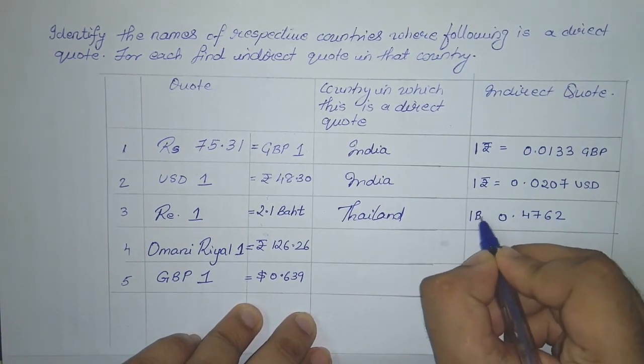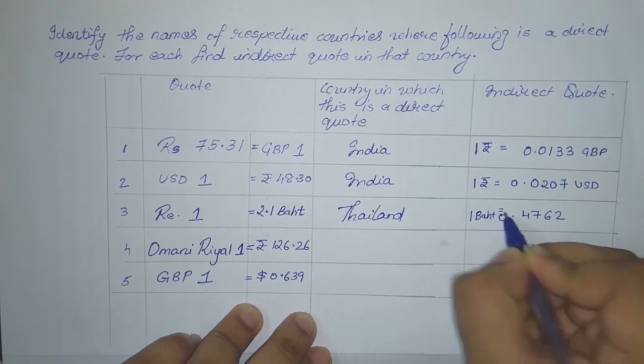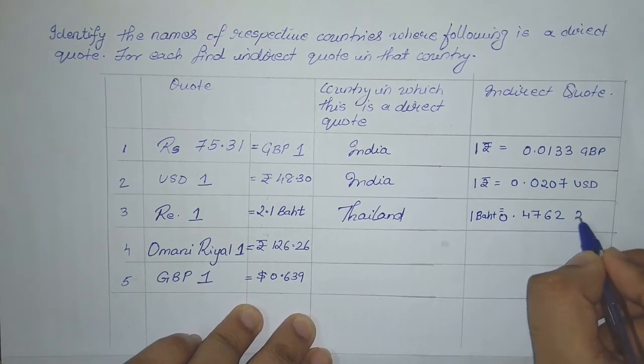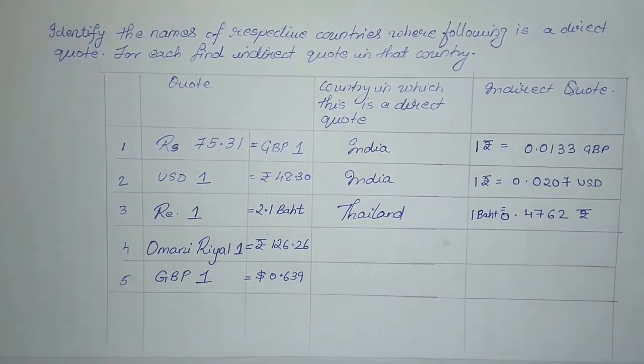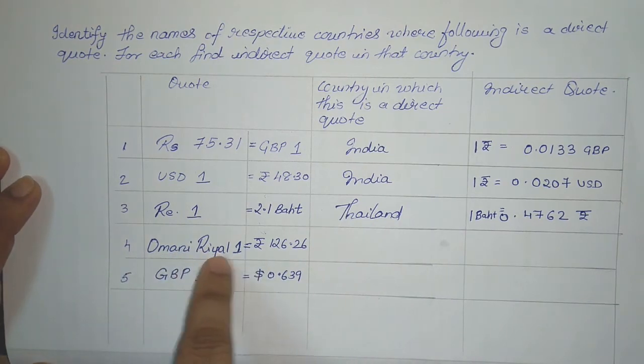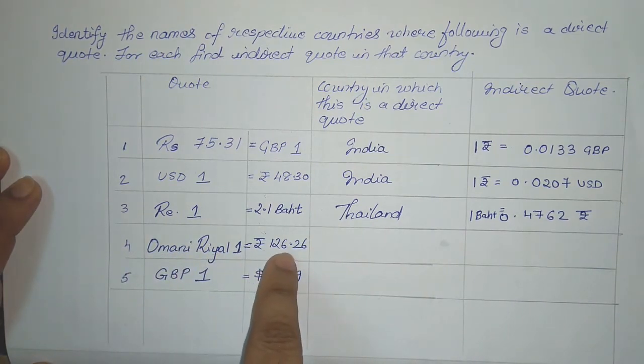So now here 1 baht will be equal to 0.4762 rupees. Okay, now we jump to the next one. 1 Omani Riyal is equal to 126.26 rupees. Again, first we need to find the base currency.